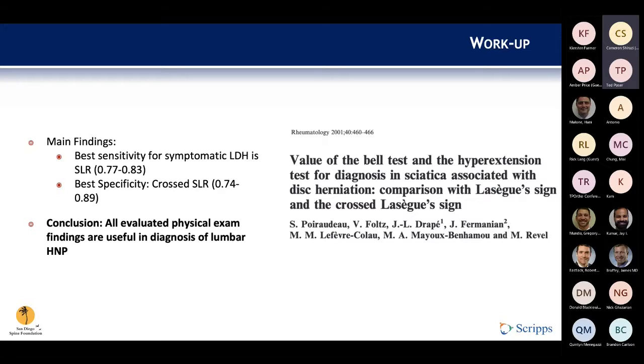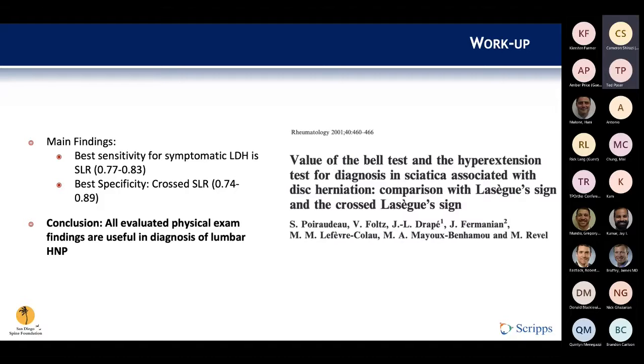Another study, and specifically what I was looking at here from this study was the straight leg raise, Lasègue sign, and cross Lasègue sign. So the best sensitivity for symptomatic lumbar disc herniation is the straight leg raise, and it has a sensitivity of about 0.77 to 0.83. And then the best specificity is actually the cross straight leg raise, which is 0.74 to 0.89. So for their study, which also looked at some other things, they noted that all evaluated physical exam findings looked at within the study are beneficial and useful in diagnosis of lumbar herniated nucleus pulposus.